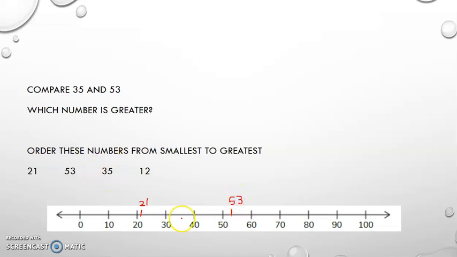Now 35. 30, 40 exact middle. This is where 35 will be marked. 12. 10, 12. This 15 anengil, you would have 12. So left in the right order. So the first number is 12, is the smallest. After that it is 21, then 35, 53 is the greatest number.